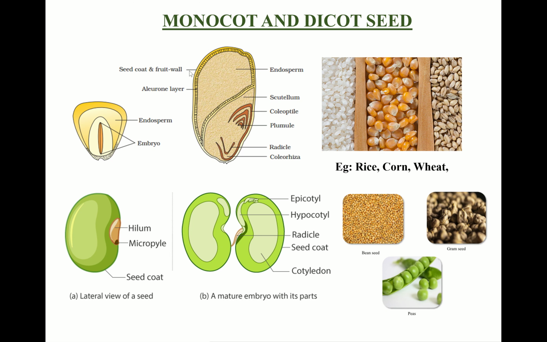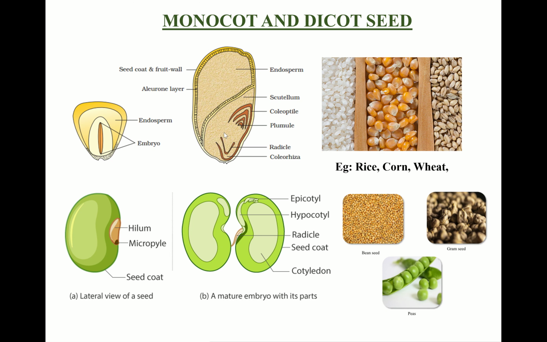So monocot seed has an outermost layer called seed coat. It is also called testa, and inner to that testa there is one more layer called tegmen. So testa and tegmen together form the seed coat. Next to this is endosperm. Endosperm has the nutritive function, so it provides nutrients to the developing embryo. This is embryo, this is endosperm.